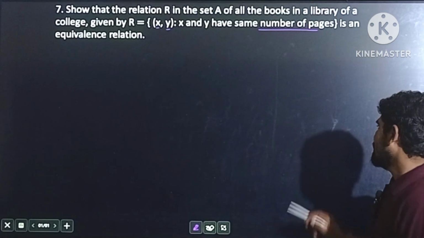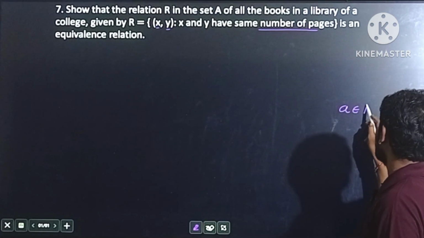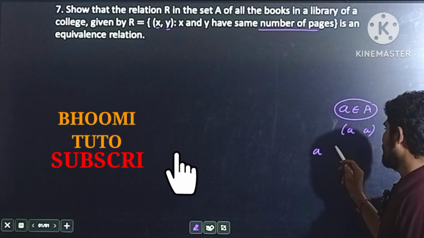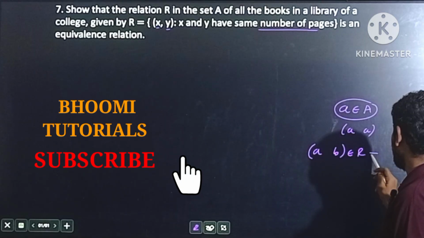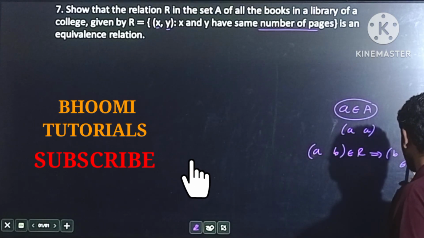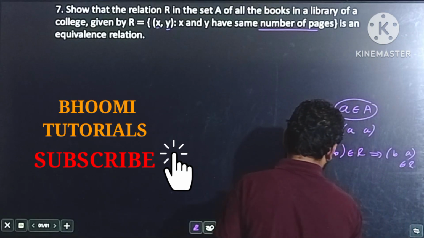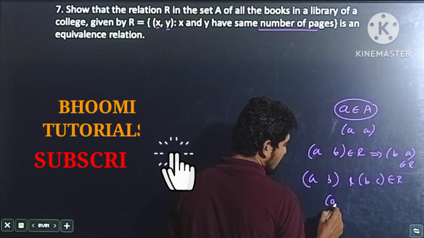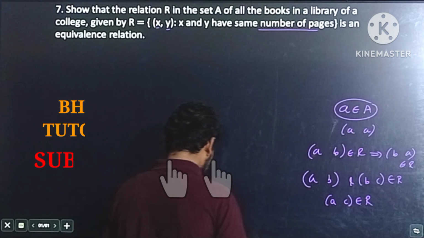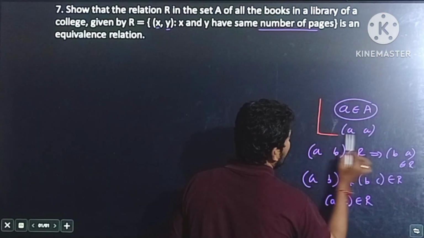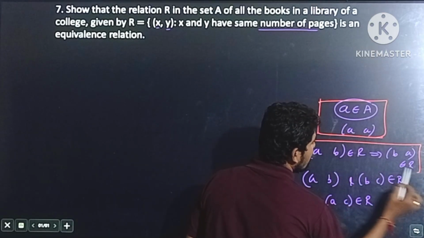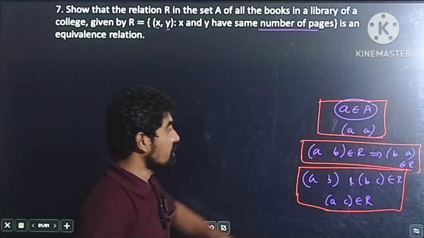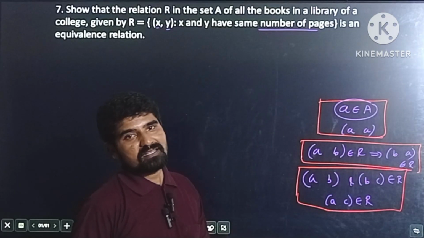Reflexive relation means all the elements belonging to the defined set must be related to itself. Symmetric relation means if the pair AB is in R, then the pair BA must also exist in the relation R. And transitive means if the pairs AB and BC are in the relation R, then the pair AC must exist in that relation R. The relation which is reflexive, symmetric and transitive is called an equivalence relation.